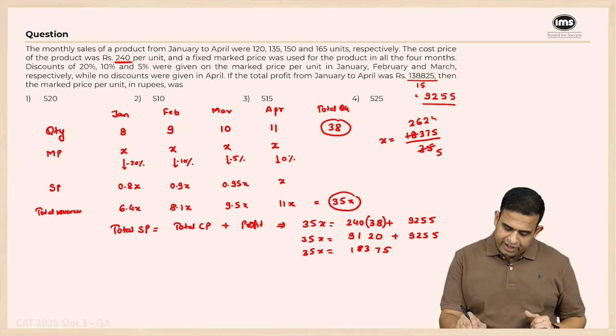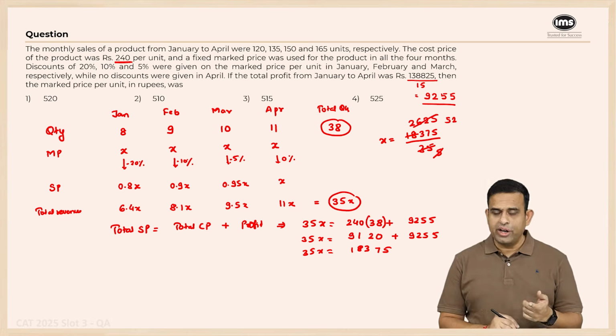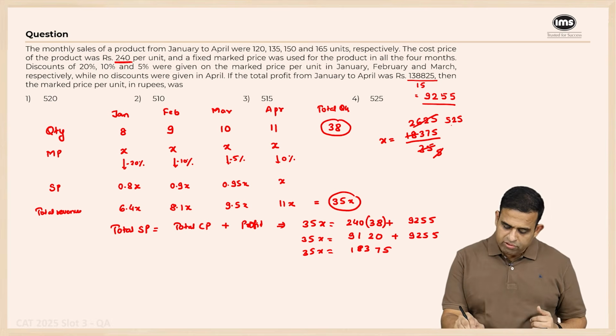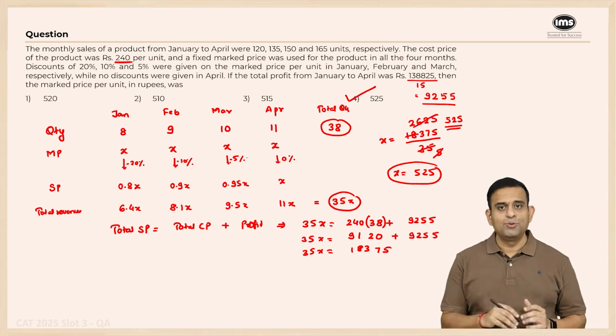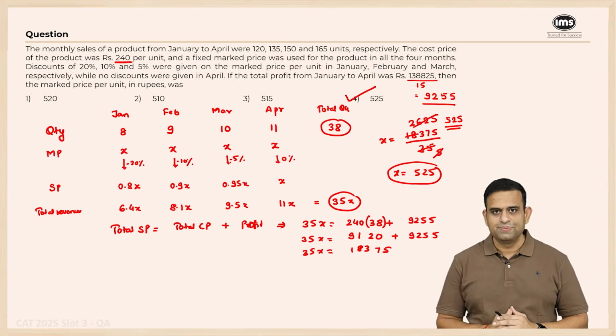35, 5 times. And then if I further divide this 2625 by 5, so 5 fives are 25, 1 will remain. 12, 2 times 10, 25 will remain, so 525. So the required value of x came out to be 525, and hence one can say the required answer over here must be option number 4.